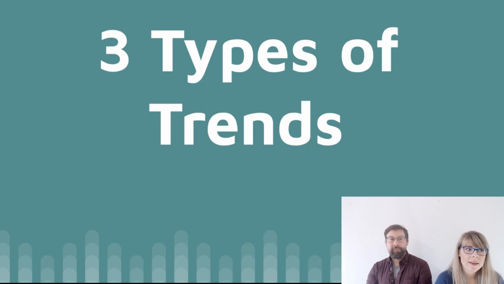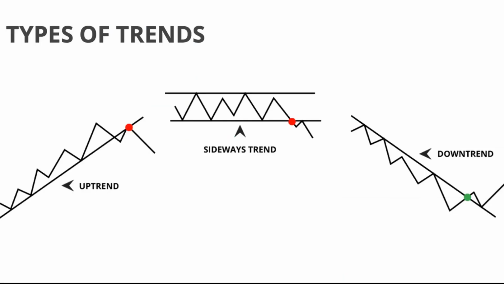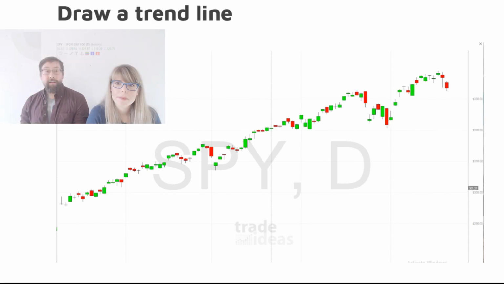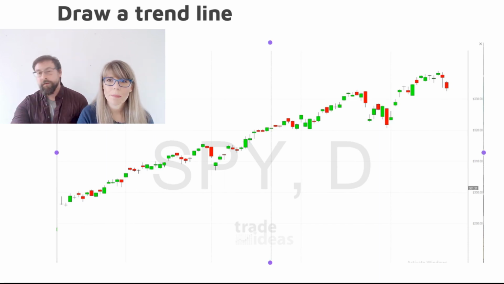Uptrend, downtrend, sideways trend. Right. Down, sideways. Yeah. Draw a trend line, just with your finger. How would you draw a trend line on this chart? What 2 points would you start to connect to draw a trend line out? And again, this is just like the support line. There's a lot of art to it.